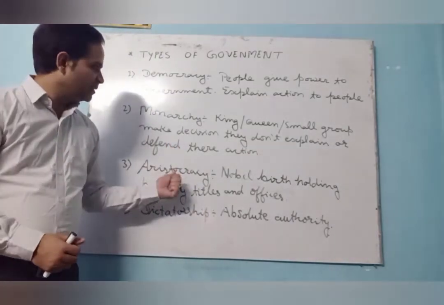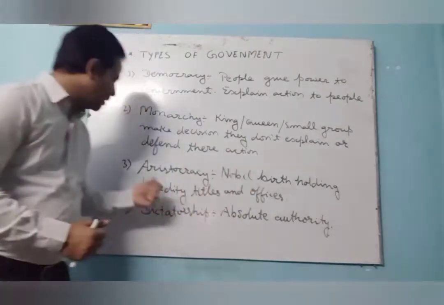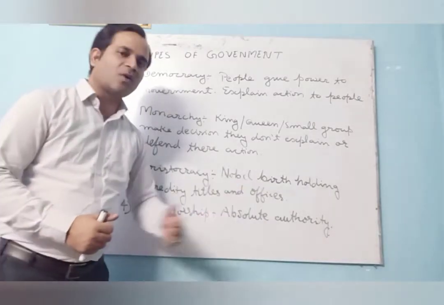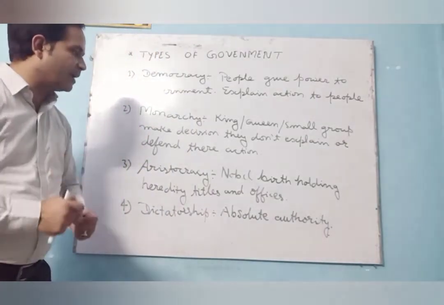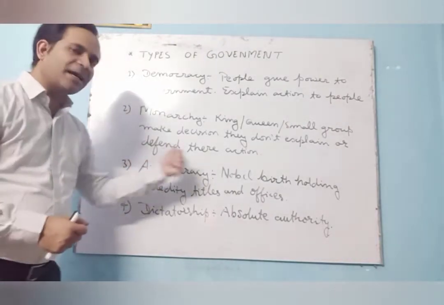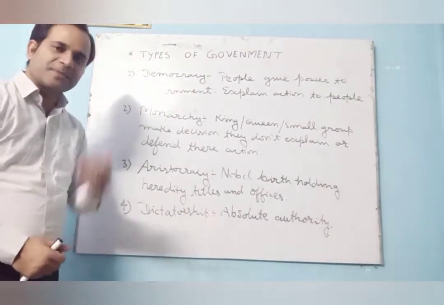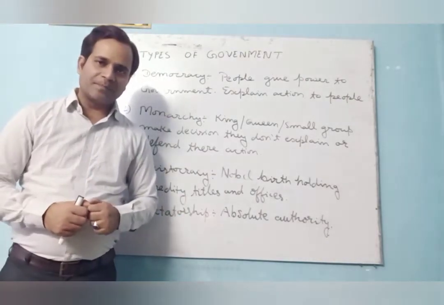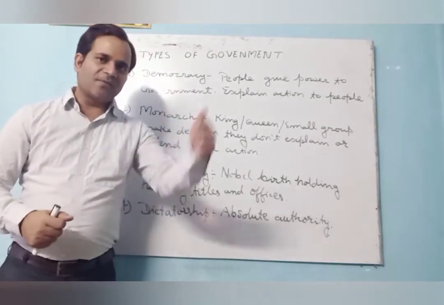In aristocracy, noble birth means holding hereditary titles and offices. So all the titles and offices are held by the noble birth, and that government is said to be aristocratic government. And the fourth one is dictatorship, like Mussolini and Hitler. They ruled totally in the form of a dictator.